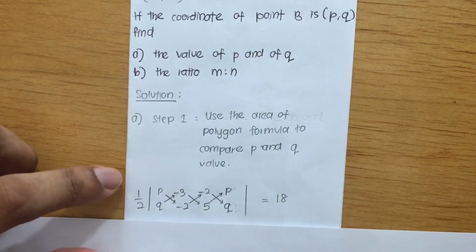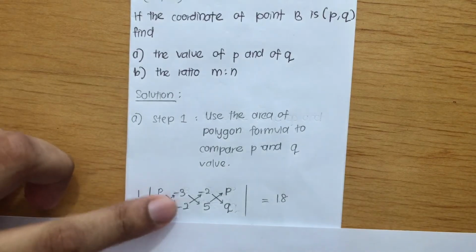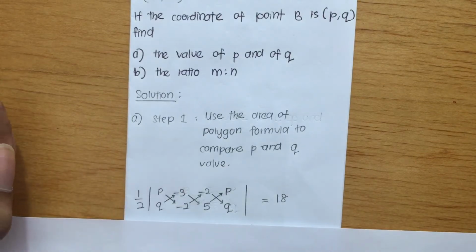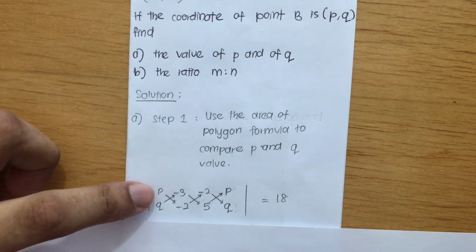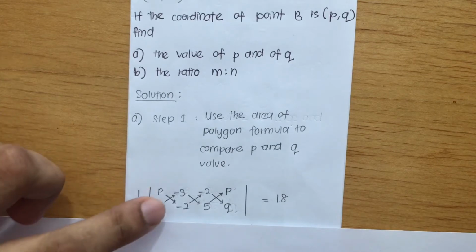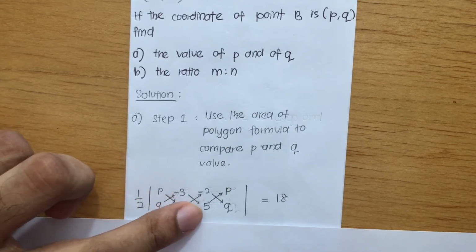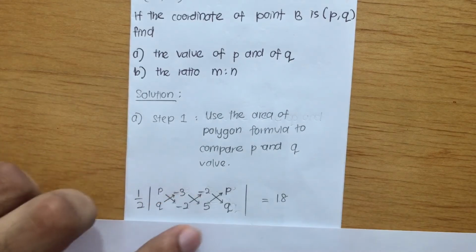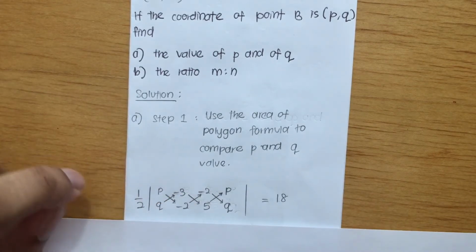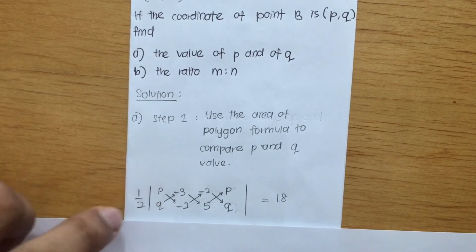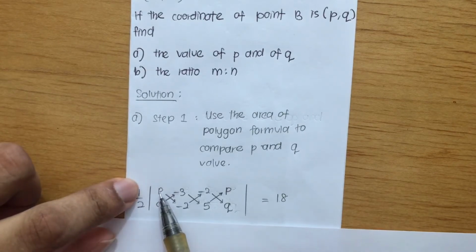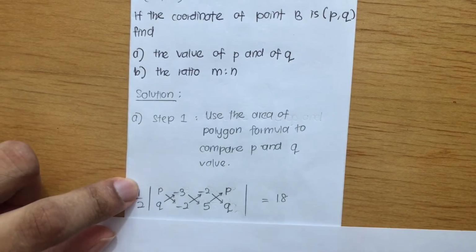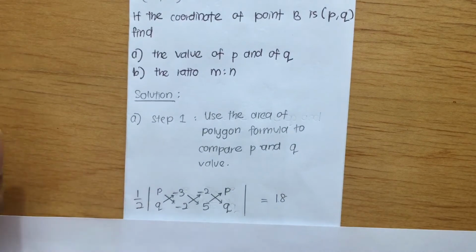Okay, as you can see here, I started to fill up the area of triangle formula. I start from coordinate B, and then coordinate A, then coordinate C, and then you need to finish it with coordinate B. Remember guys, if you start with coordinate B, you need to end with coordinate B as well. Otherwise, you'll get a wrong answer.